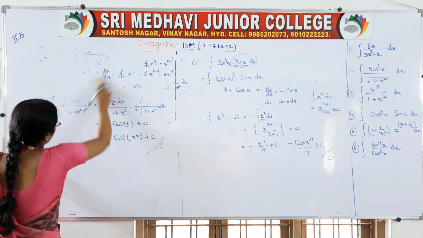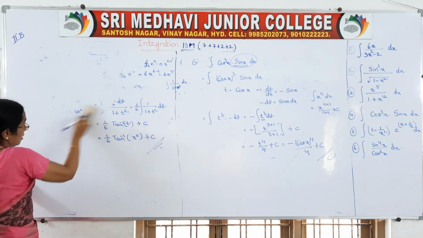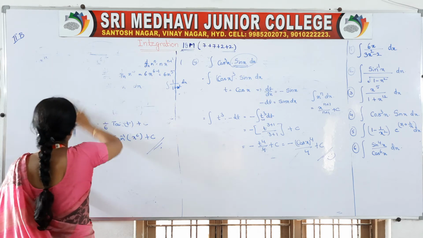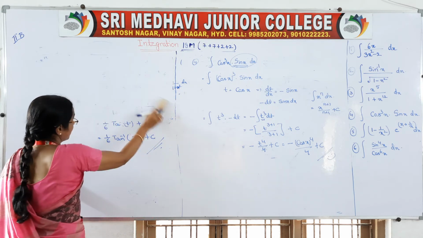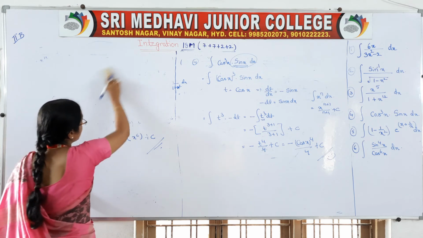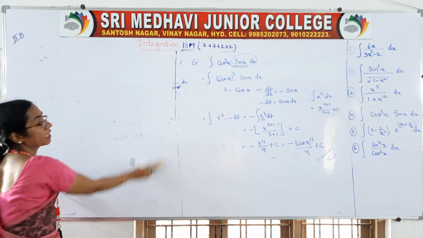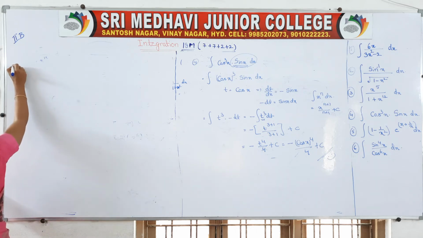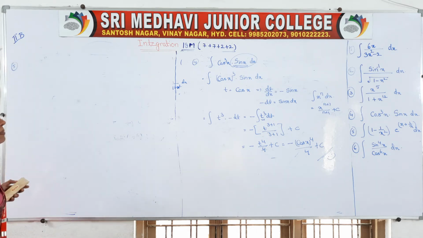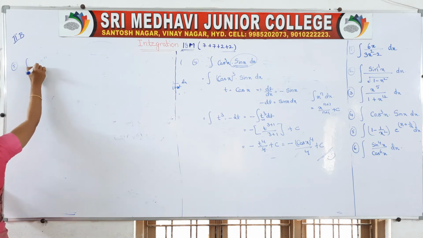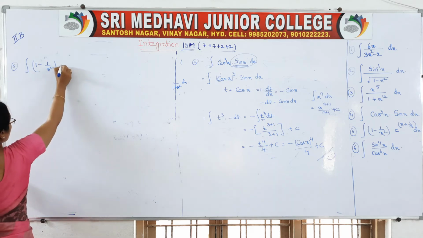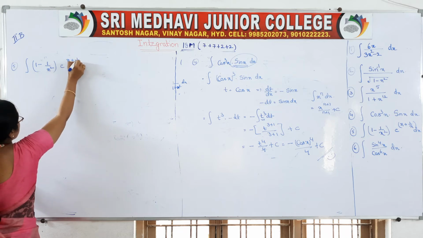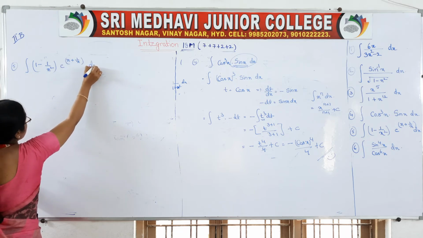So what is your 5th question? Observe. It looks a little bit complex now, but it is not complex. So don't judge by seeing the question. Take the 5th question. What is that question? Integral of 1 minus 1 by x square, e to the power of x plus 1 by x, dx.